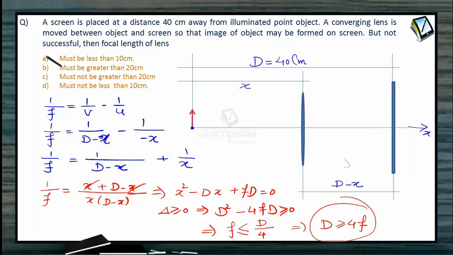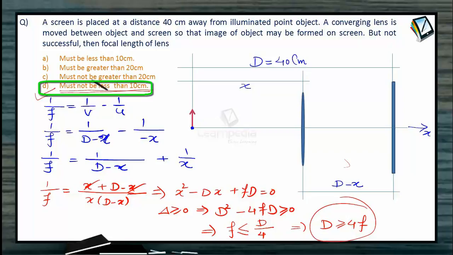So we have to select the correct option, because here it is said that it is not successful. That means the focal length must not be less than 10 centimeter, because 1/4 of the distance is 10 centimeter. So the condition is that d must be greater than 4f. That means the focal length must not be less than 10 centimeter. It should be the answer D.